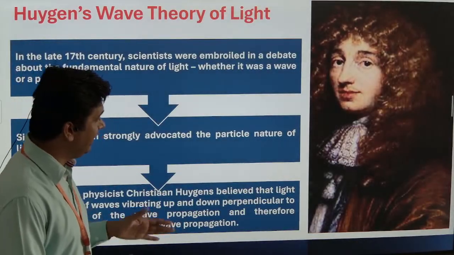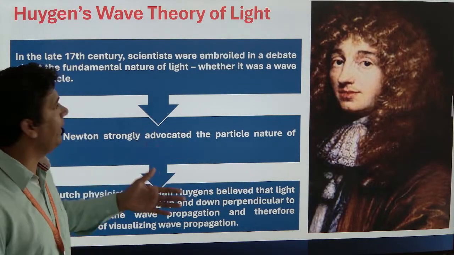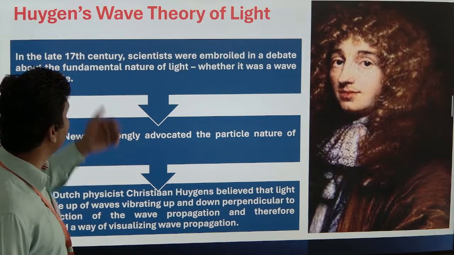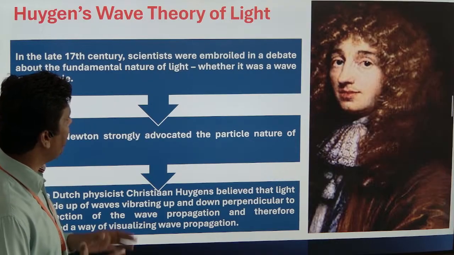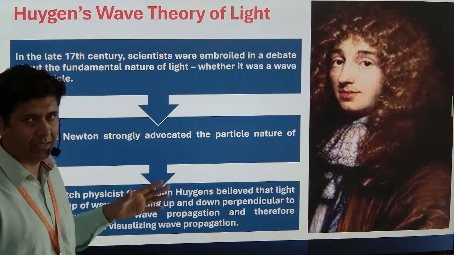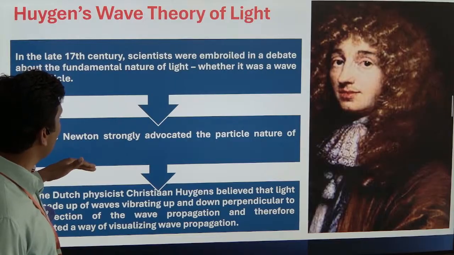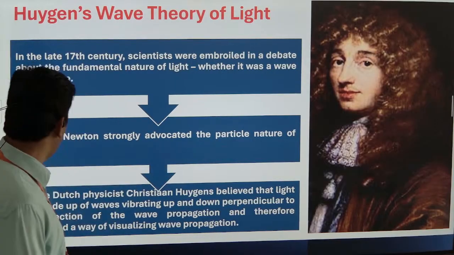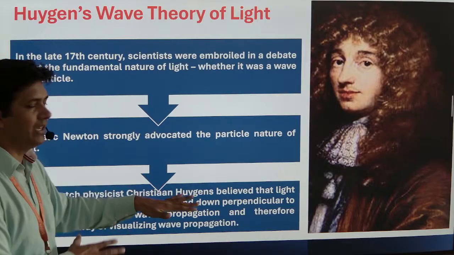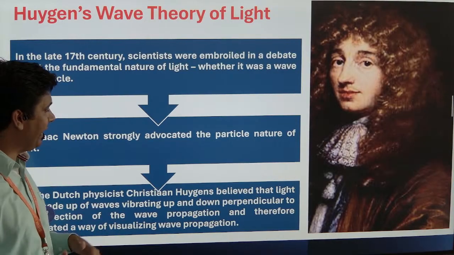Then the next scientist came with his own idea and study, and that is Christian Huygens. In the late 17th century, scientists were embroiled in a debate about the fundamental nature of light, whether it was a wave or a particle. Some were saying it is a wave, some were saying it is a particle. Sir Isaac Newton strongly advocated the particle nature of light, but the Dutch physicist Christian Huygens believed that light was made up of waves vibrating up and down.